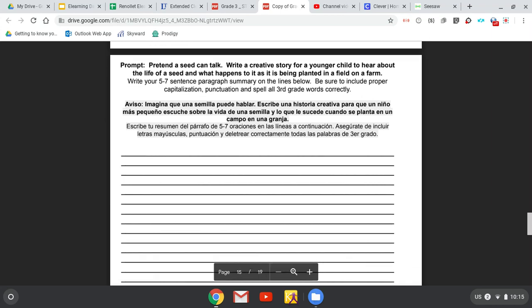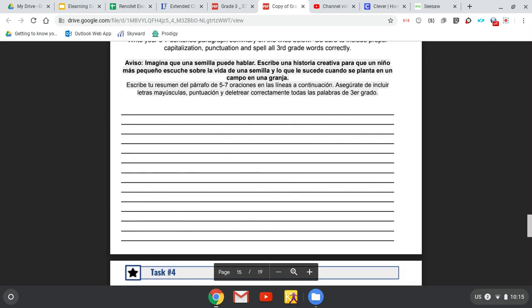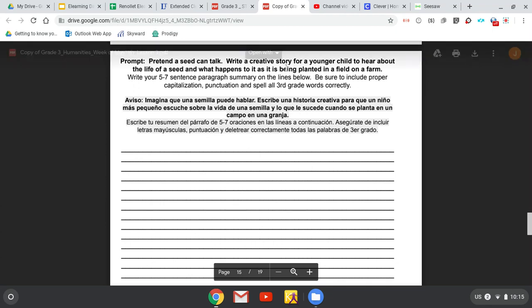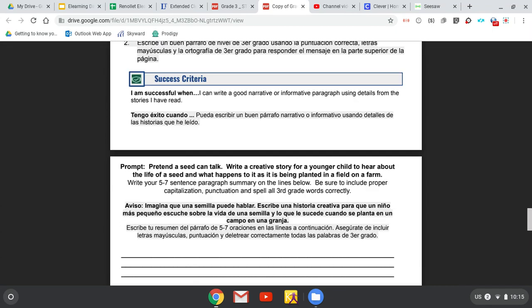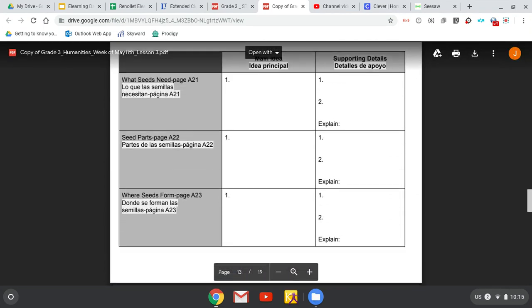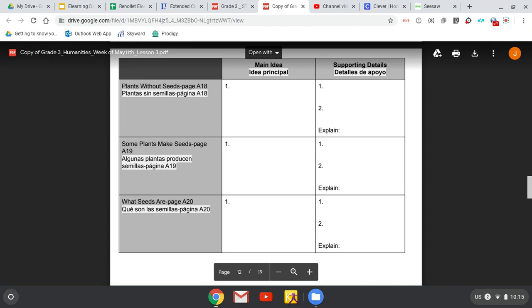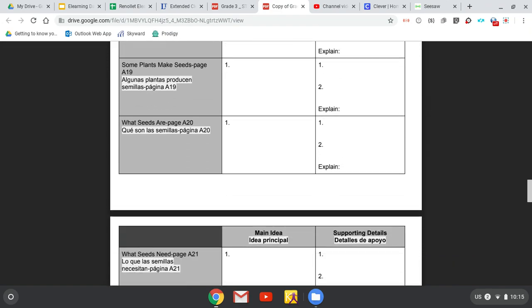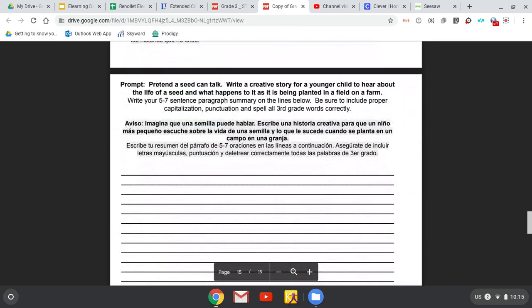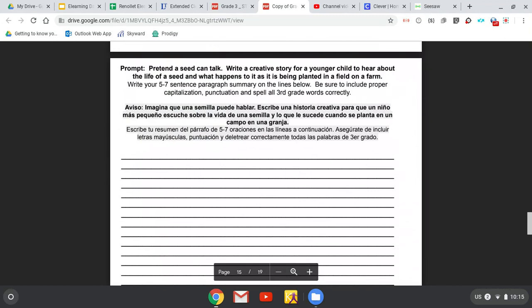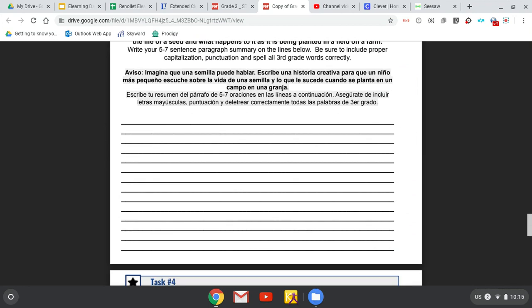I would like you to choose today. If you're in the mood for writing, I suggest you do task number 3. If you don't want to do task number 3, I would ask you to do task number 2, main idea and supporting details. To turn into me, you do not need to do both. If you want to do both, that's okay with me, but I'm asking you to pick one, either task number 2 or task number 3.